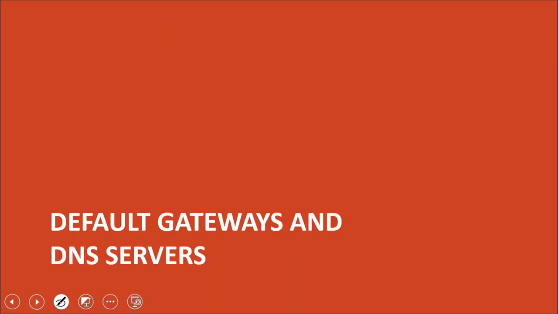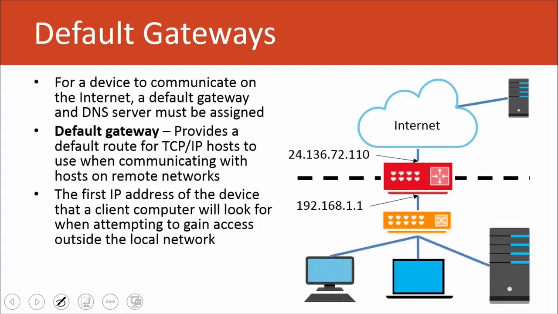Okay, so let's talk about default gateways and DNS servers. For a device to be able to access the internet, if you're on your computer right now, it has to have a default gateway, and you also probably will need a DNS server unless you are really good at remembering and recalling IP addresses. Default gateways provide default routes for TCP/IP hosts, our computers, our devices, to use when communicating with hosts across the internet. So anytime you send a text message, this process, default gateway, is probably being used.